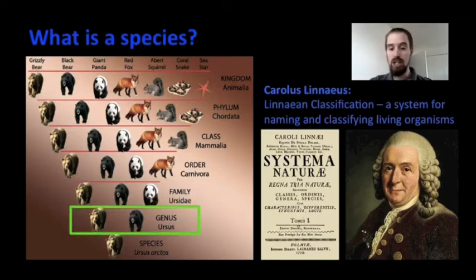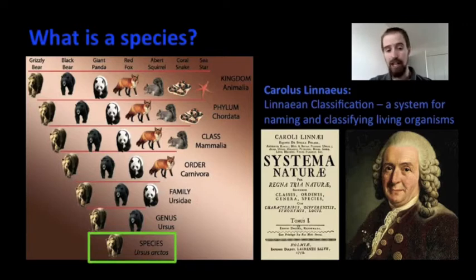Then we come to the genus level, Ursus in this case. The genus Ursus includes all the true bears, black bears and brown bears. Last is the species, the specific kind of organism we are looking at, which in this case is a grizzly bear. When naming an organism, we would first classify it according to this system. When talking about or describing this organism, we use both its genus and species name. So the grizzly bear is called Ursus arctos.